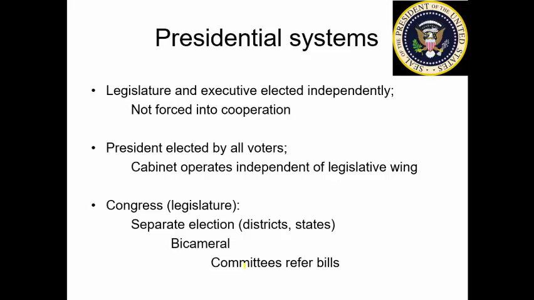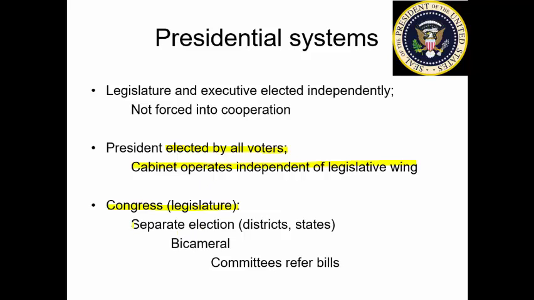The president is elected by all of the voters in the U.S., the only office in the United States that's elected by all the voters. That's one of the reasons why the presidential election gets so much attention. The cabinet is appointed by the president, has to be approved by the Senate, but they operate separately and independently of the legislative branch of Congress. Congress is synonymous with a parliament in another country. It is the legislative lawmaking body.